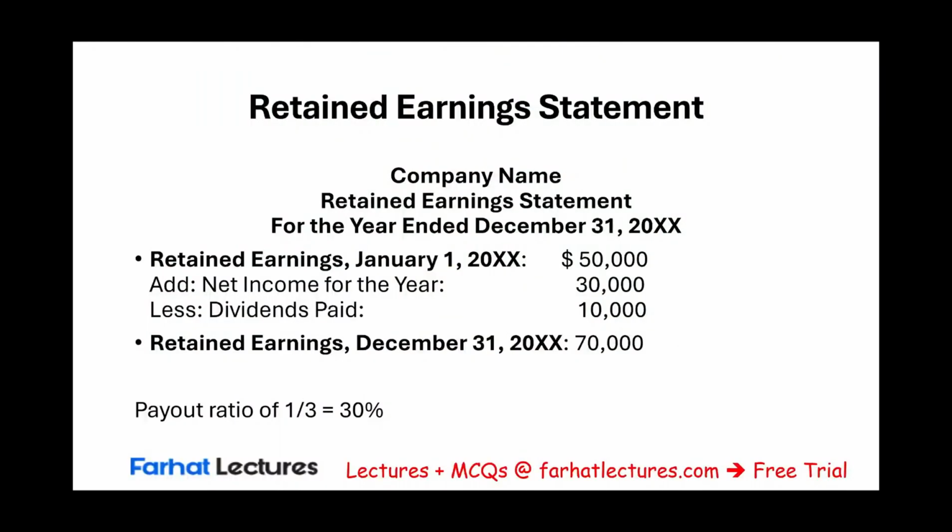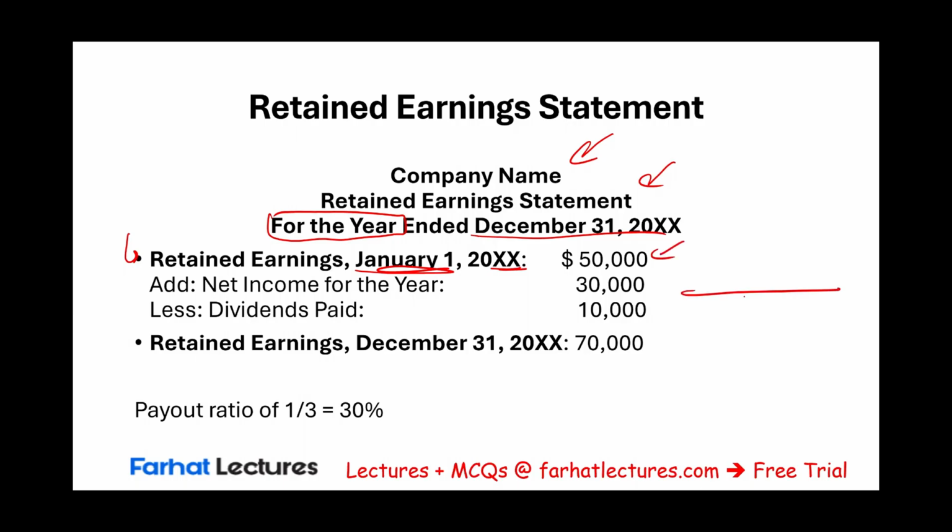So let's start by looking at a statement of retained earnings with actual numbers. So things will start to make more sense when we use numbers. You have the company name, the name of the statement, and the period, December 31st, year XX. So what you do at the beginning, you start with beginning retained earnings from the beginning of the year, which is the end of the prior year. And we happen to have in that account 50,000.